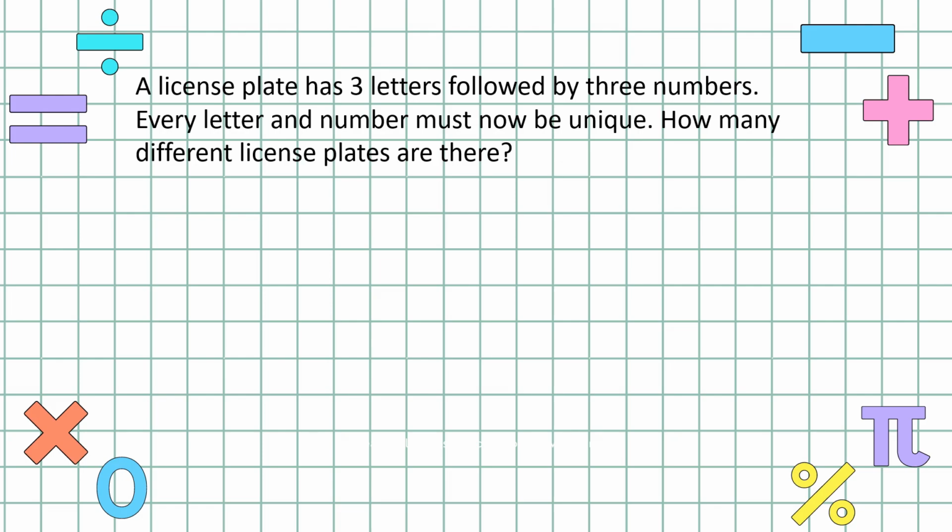And here's another one for the license plate problem. A license plate has 3 letters followed by 3 numbers. So again, 3 letters, 3 numbers. Those are the positions. Every letter and number must now be unique. How many different license plates are there? So I want you to try and solve this problem, and let's see if you got the correct answer.